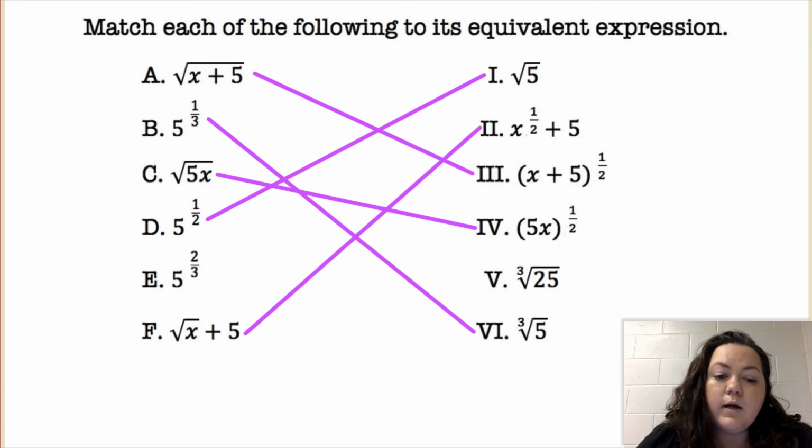And then the next one, I have 5 to the 2/3. My exponent is 2, and my index is 3, so it's going to be the cube root of 5 squared. Well, 5 squared is 5 times 5, which is 25, so it's the cube root of 25.